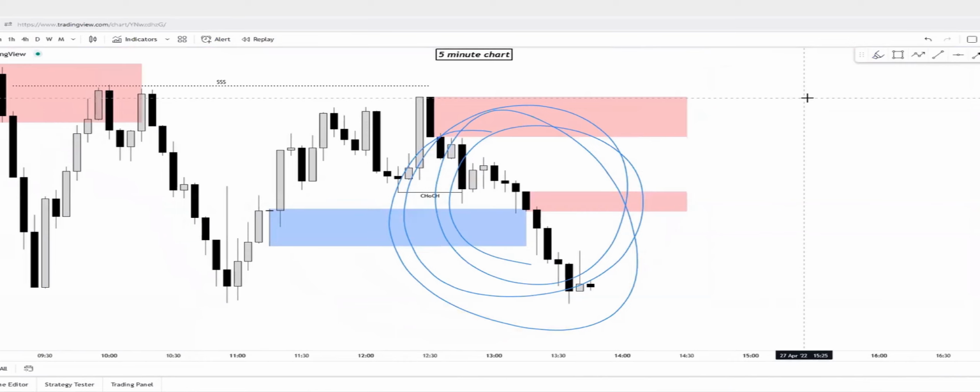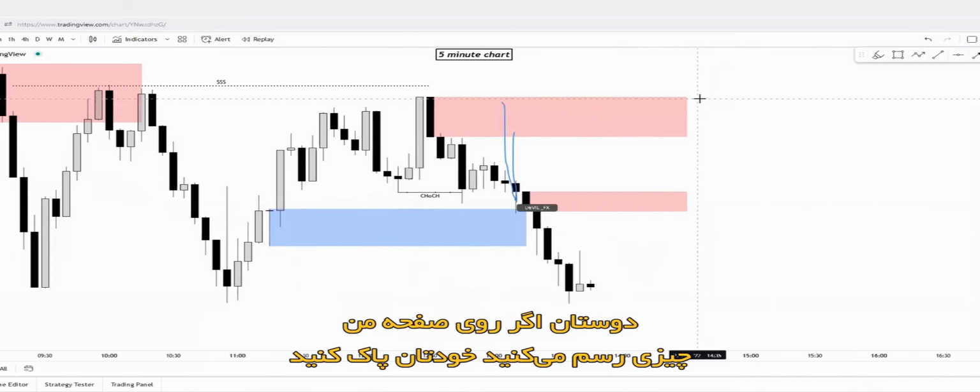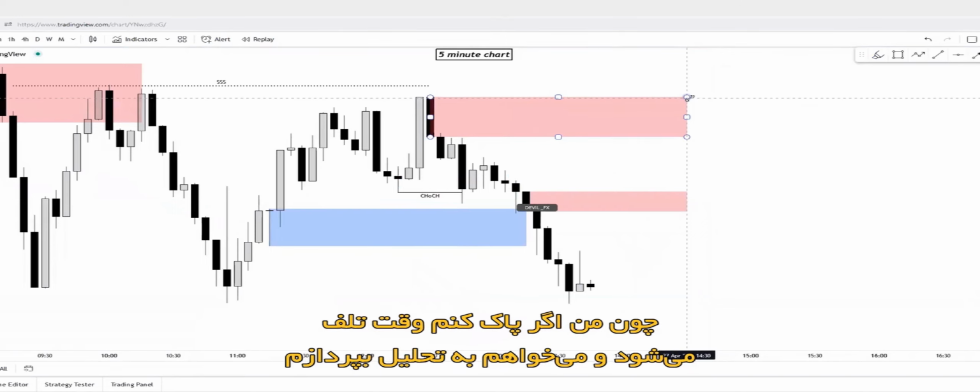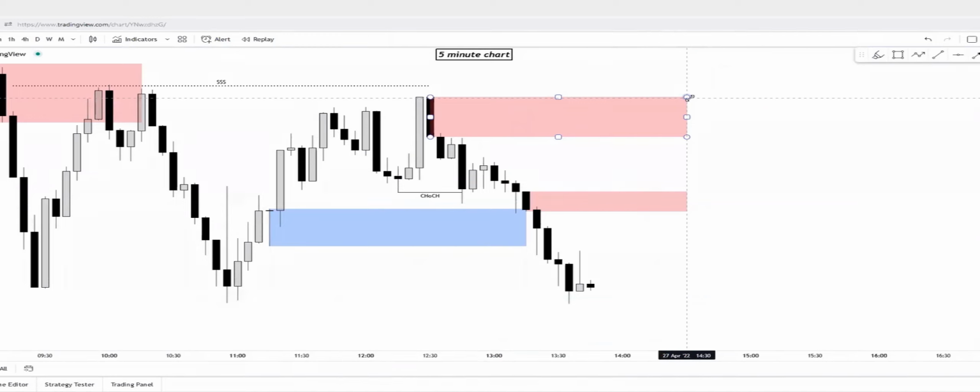So, we've created a plan. Okay, then I will remove it by myself. Please, guys, if you draw on my screen, just remove the drawings, because it takes time for me to remove them, and I want to spend that time analyzing. Okay, sorry, I'm just eating a banana.